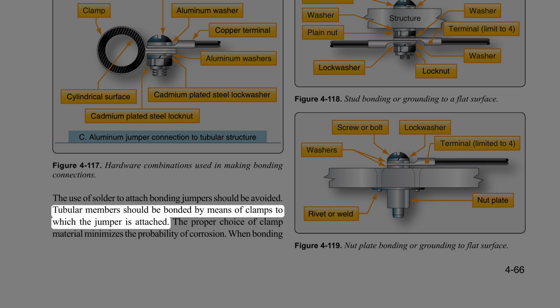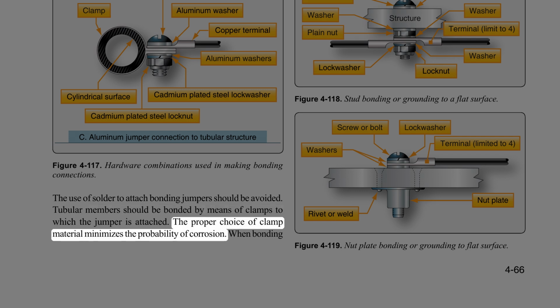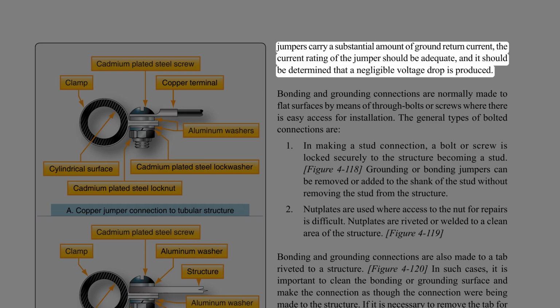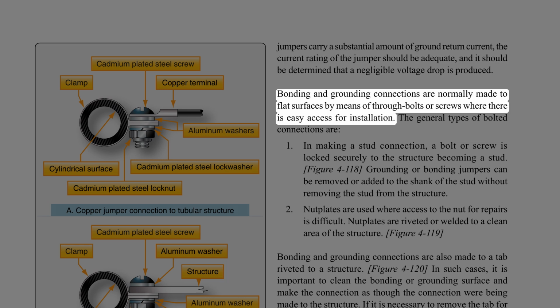Tubular members should be bonded by means of clamps to which the jumper is attached. The proper choice of clamp material minimizes the probability of corrosion. When bonding, jumpers carry a substantial amount of ground return current. The current rating of the jumper should be adequate, and it should be determined that a negligible voltage drop is produced. Bonding and grounding connections are normally made to flat surfaces by means of through bolts or screws where there is easy access for installation.